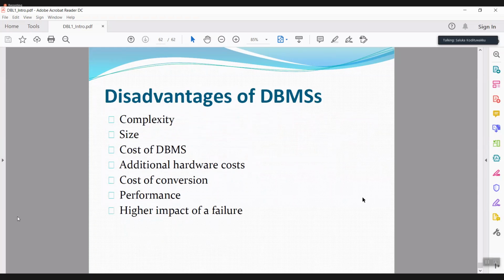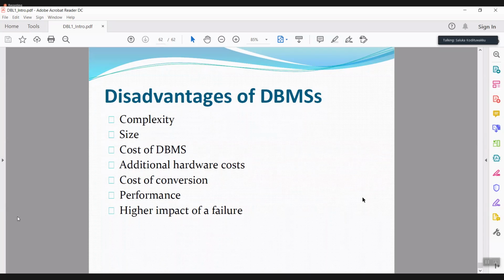And then whatever we talk about, this is not only DBMS, whatever the computing aspect we are talking about, nothing is perfect. That means we can't say that it is a 100% perfect application, no 100% perfect computing approach. Everywhere there are pros and cons. And similarly, the DBMS also has its own limitations or disadvantages. One of the disadvantages is the complexity of the DBMS.